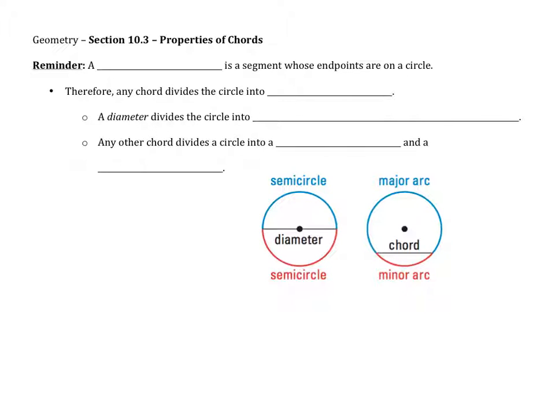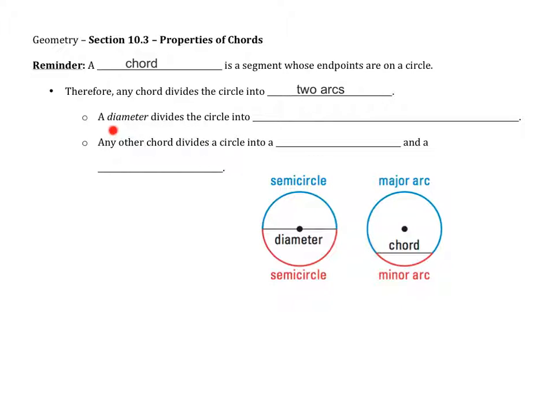In section 10.3, we're going to be exploring more things about the properties of chords. Just as a reminder, a chord is a segment whose endpoints are on a circle. Therefore, any chord divides the circle into two arcs, just like in this diagram. If you have a chord right here, it's dividing it into the blue arc, which is a major arc, and the smaller red arc, which is a minor arc.